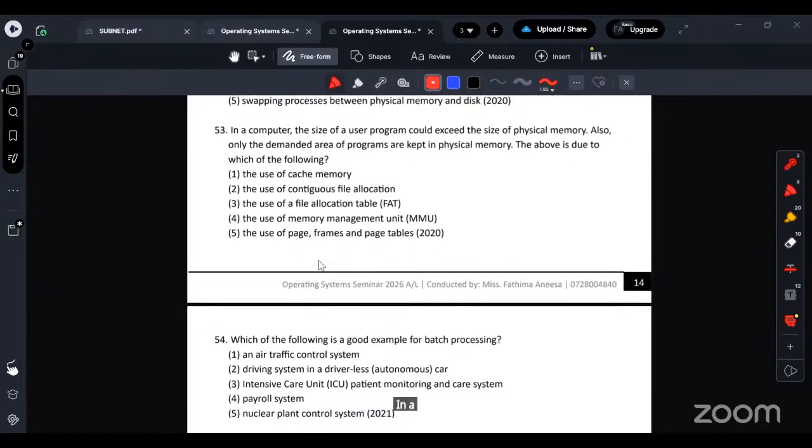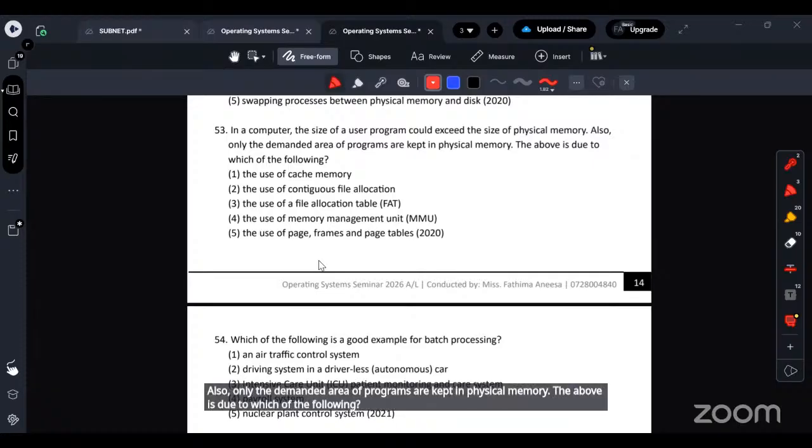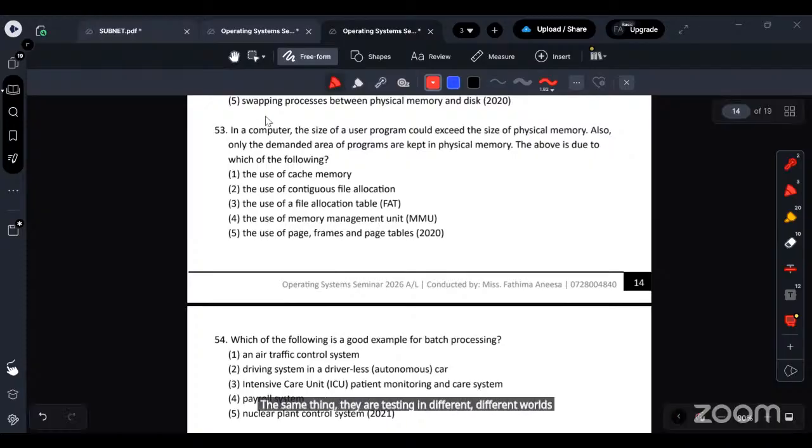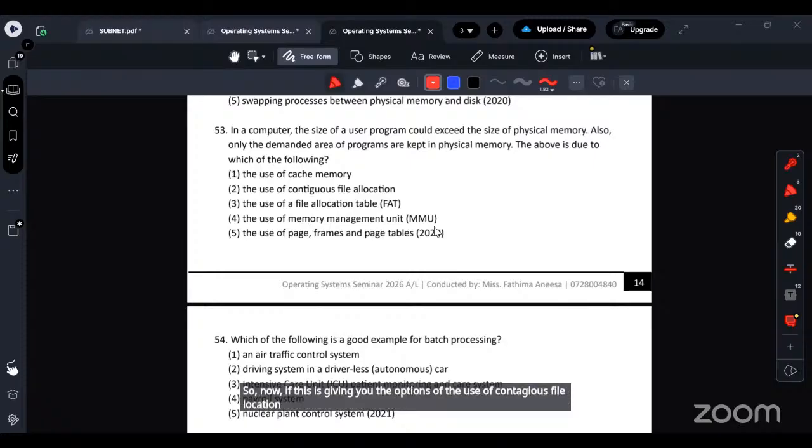In a computer, the size of a user program could exceed the size of physical memory. Also, only the demanded area of programs are kept in physical memory. The above is due to which of the following? The same thing they are testing in different words. Look, so now if this year they are giving you the options of the use of contiguous file allocation, next year they might put the option like a question. That's how they usually do. The pattern doesn't change.